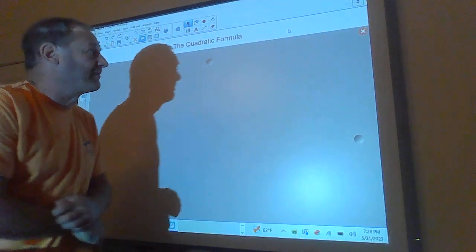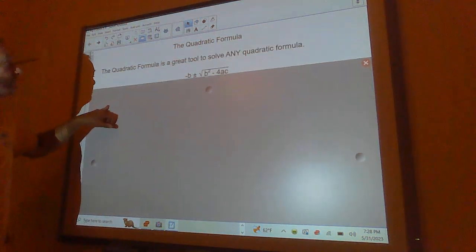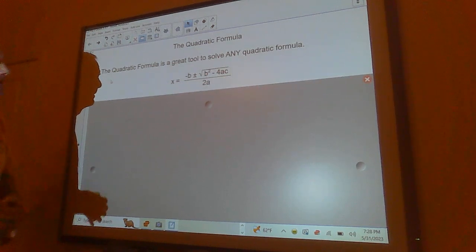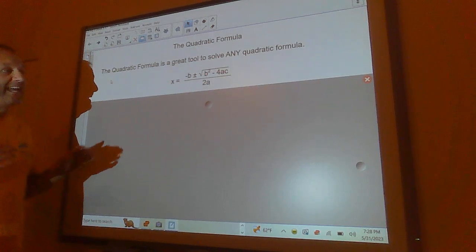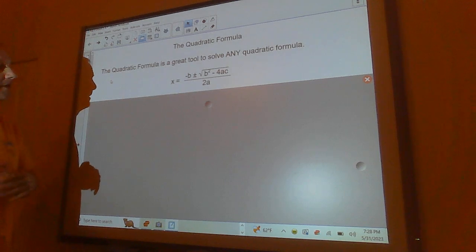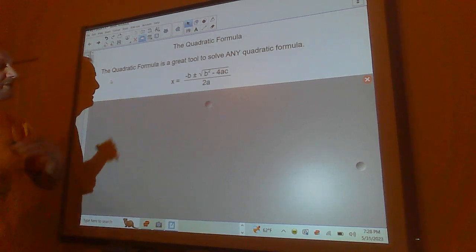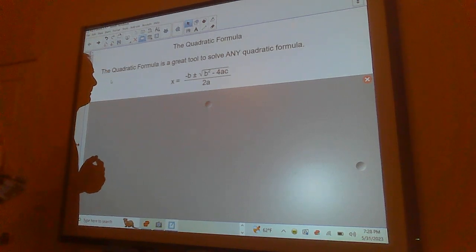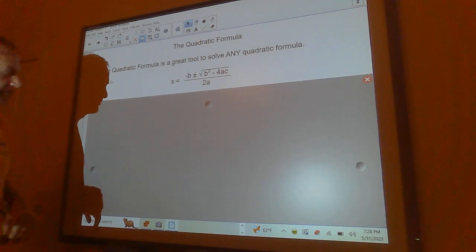Hi guys, today we're going to talk about the quadratic formula. So here's the quadratic formula. You can use this to solve any quadratic equation, okay? x equals negative b plus or minus the square root of b squared minus 4ac all over 2a.